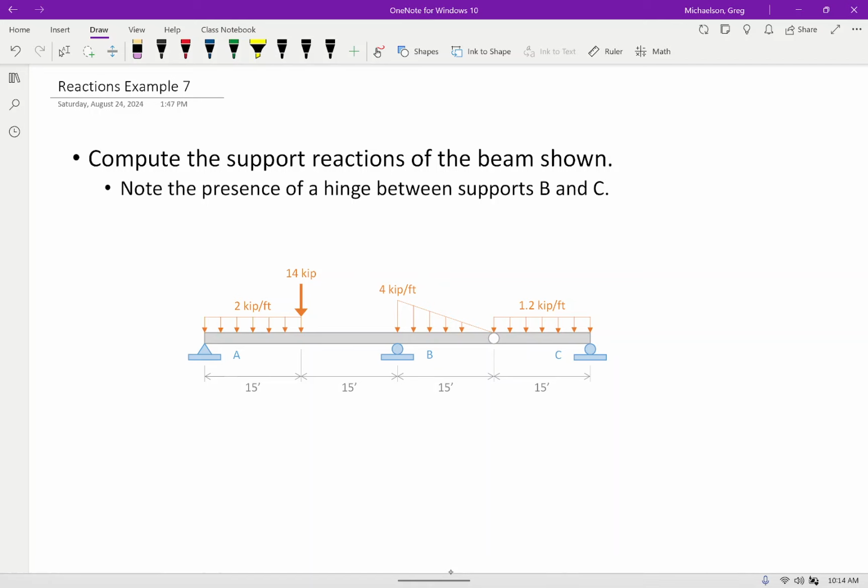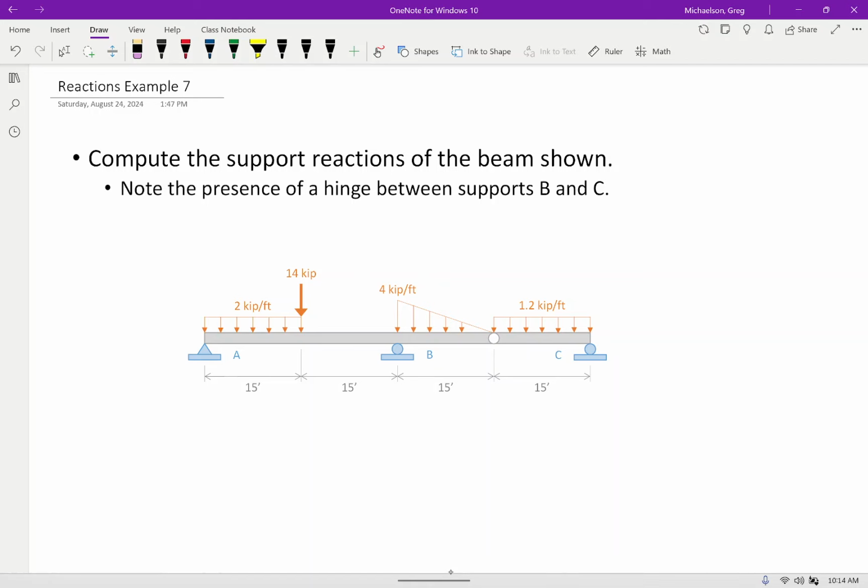So we're going to compute support reactions for this beam. Okay, and again, notice we've got a lot of them. Okay, we've got how many reactions? 1, 2, 3, and 4. Right? Make sense? All right, so a couple things I'm going to do.